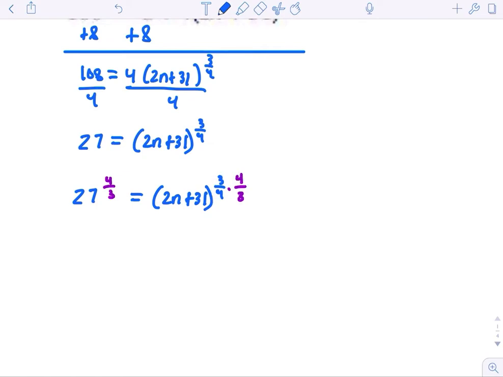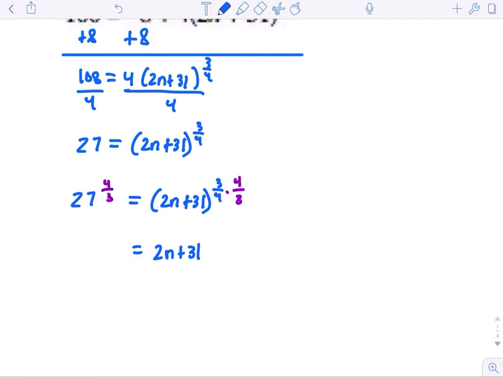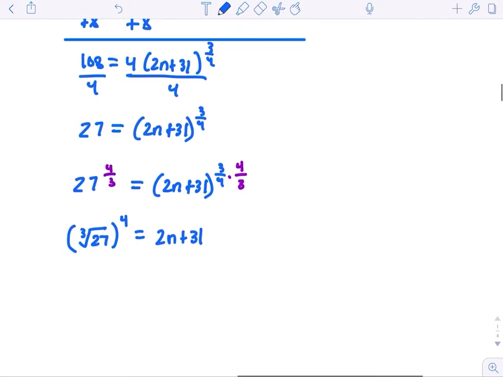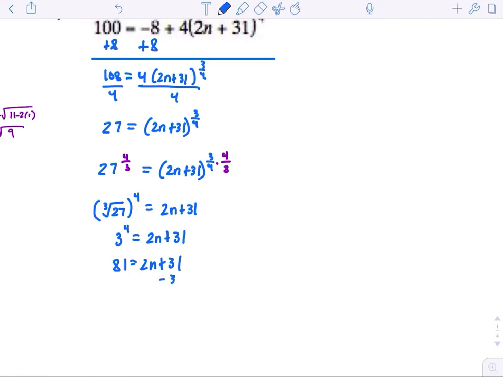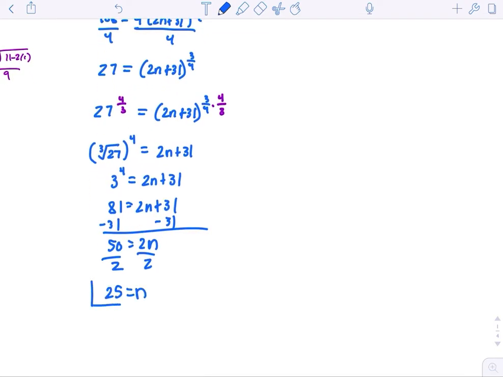This is going to cancel to just be 1, so we're just going to have 2n plus 31. Now, remember, the denominator of that fraction is the root. So I'm going to rewrite it as the cube root of 27 raised to the 4th power. The cube root of 27 is 3, which to the 4th power equals 2n plus 31. 3 to the 4th is 81. And now you just solve for n. Subtract 31 from both sides: 50 equals 2n. Divide both sides by 2. So you should have gotten 25 is equal to n.